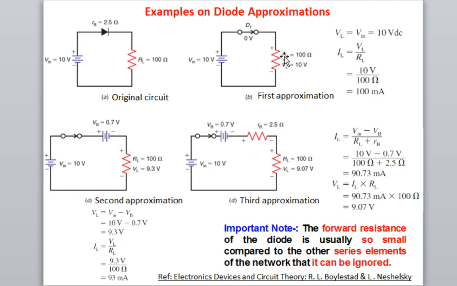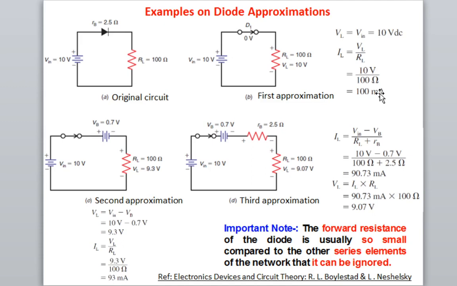If VL is known, RL is known, so we can find out the current. IL will be equal to VL upon RL, 10 divided by 100 ohm, so this will give 100 milliampere current. So this is the ideal approximation of the diode. But in actual, there is no ideal diode. There is always some voltage drop across the diode.